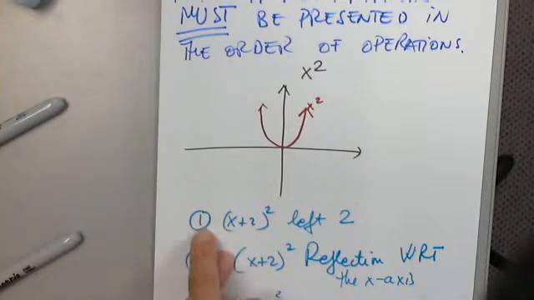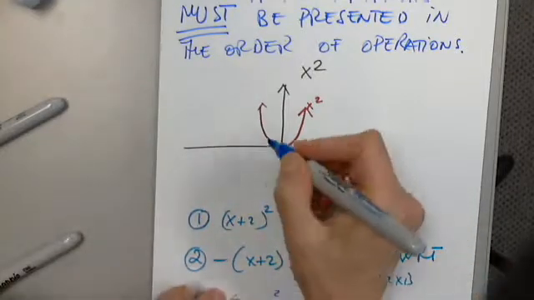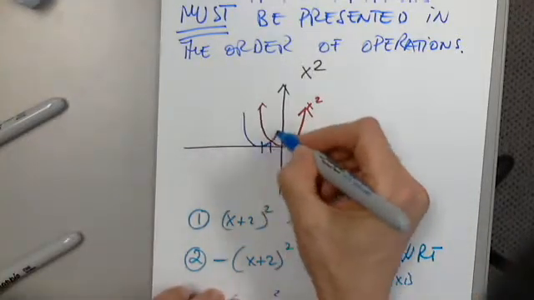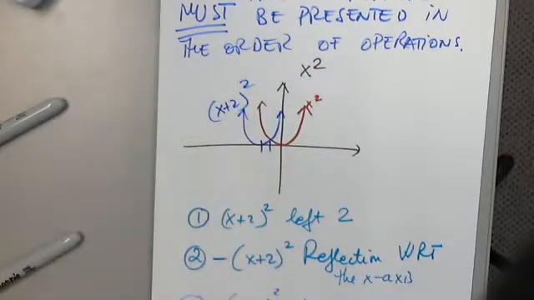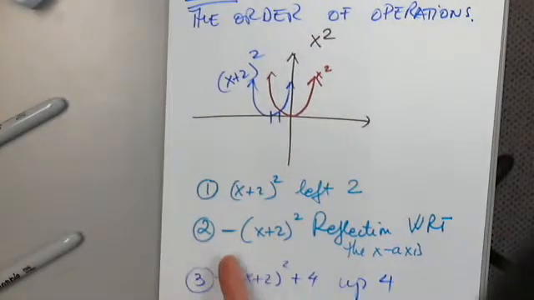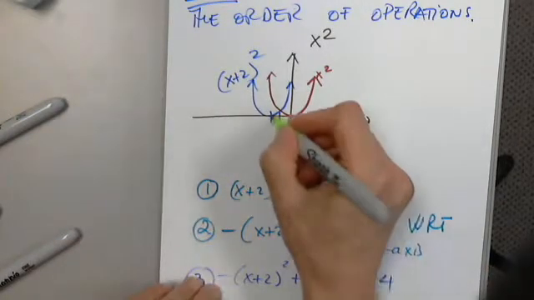So you already told me to graph left 2. I'm going to graph left 2 as the first transformation. So this is x plus 2 squared. Then you told me to reflect with respect to the x-axis. Okay, I'm going to reflect.